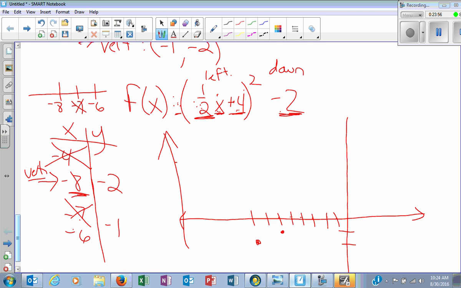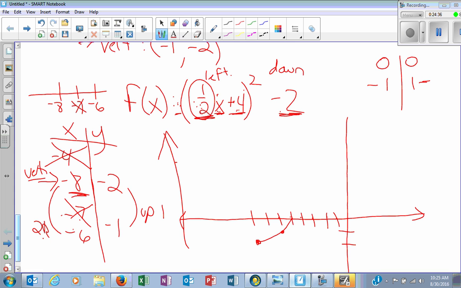Now, isn't my parent function like this? 0, 0, 1, 1. Shouldn't it be over 1, up 1? What did I have to do in this one? I had to go over 2 to the right in order to get just up 1. Do you see how this is wider than what it normally is? And why does that make sense? This is a horizontal stretch, which means it's going to pull that graph out. So everything that I've been taught is making sense down here.